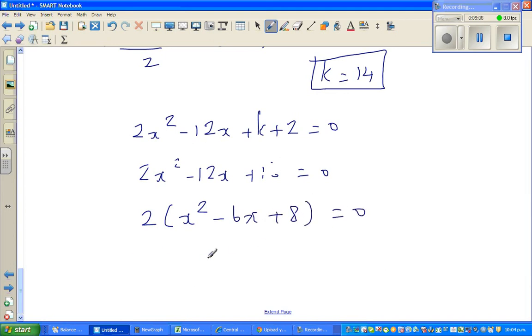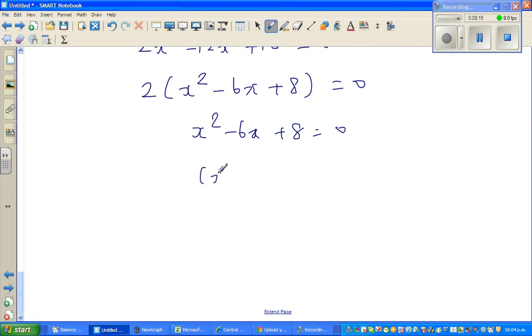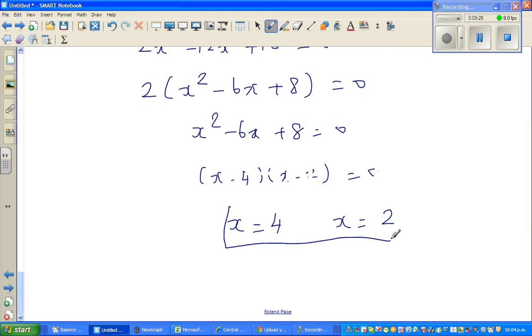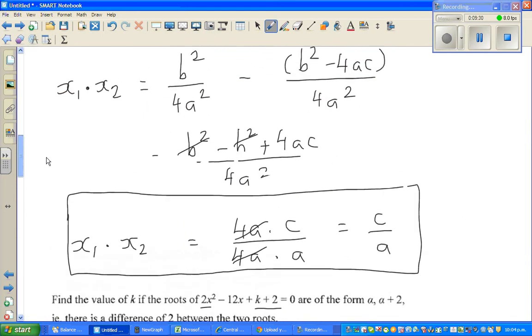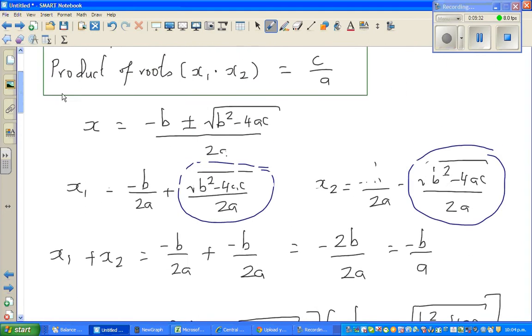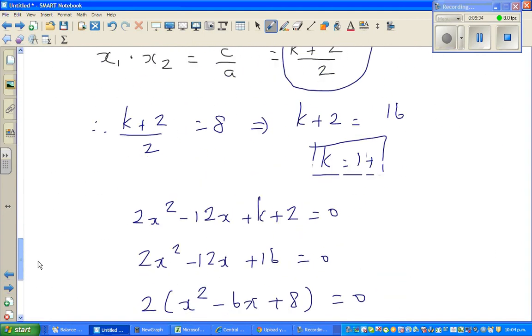So if you divide both sides by 2, this is nothing but x squared minus 6x plus 8 is equal to 0. Now this is a simple quadratic equation, which is x minus 4 times x minus 2 is equal to 0. And we got this, x is equal to 4 and x is equal to 2. Okay, and that's what they are saying. If for this, the two roots are such that one is greater than the other by 2, and that's what we got. So the answer that we got is perfectly right.